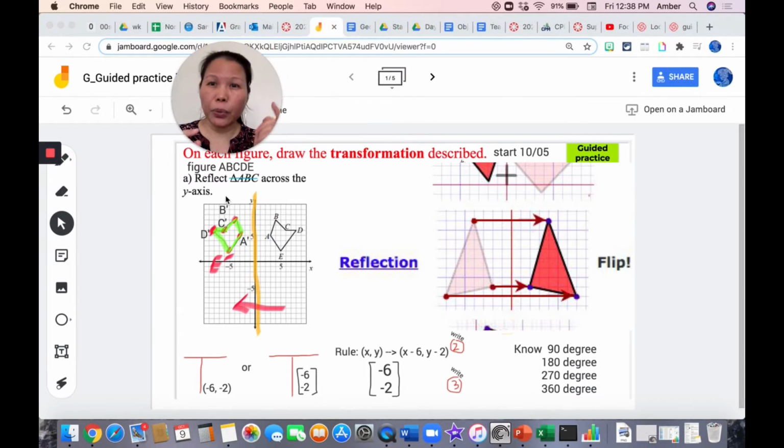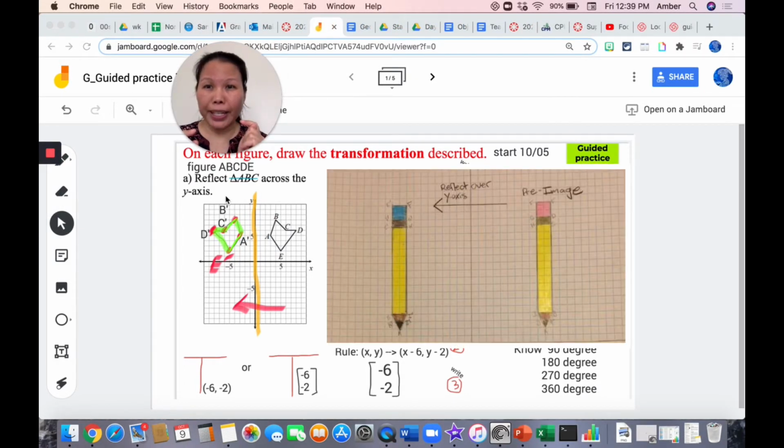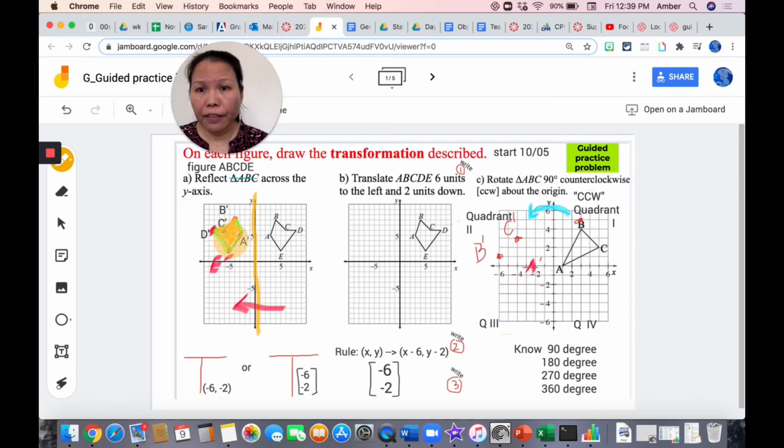One dash, because we only did 1 transformation. If we do another transformation on that, maybe we reflect it onto the x-axis, then that's a second transformation. Name all the letters with 2 primes. Color it in and distinguish it from the original, or the pre-image.